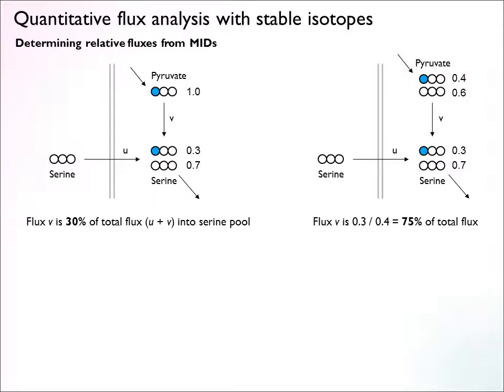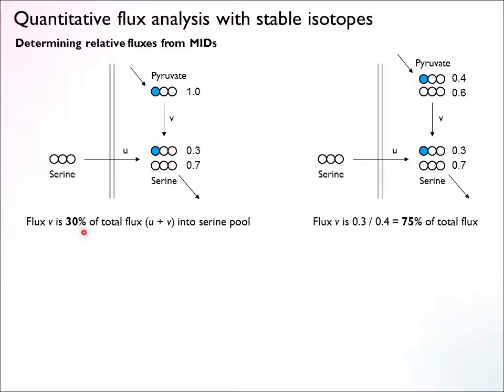So the way you determine the flux in this more general case is that you take the isotope fraction that you had in serine in the product, and you scale it by what you had in the substrate. And therefore, in this case, 75% of the total flux comes from pyruvate. So 75% of the serine that is synthesized comes this way, and only 1/4 comes this way.